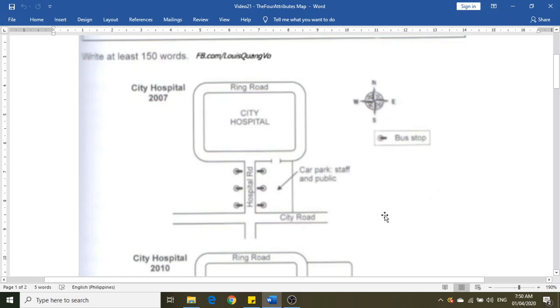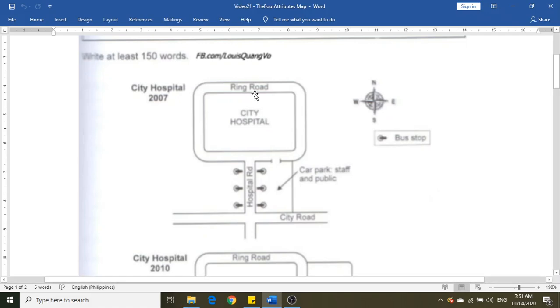So let's look at the tensing. This is all in 2007, so the tensing, of course, should be in the past. And then when we're now considering the nominals, we'll have to consider that ring road, for example, apparently is the name of a road here. So this is what we call a proper noun. And as is the feature of proper nouns, we do not precede that with any article. We'll just say ring road.